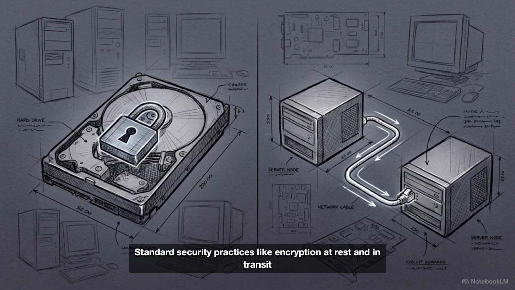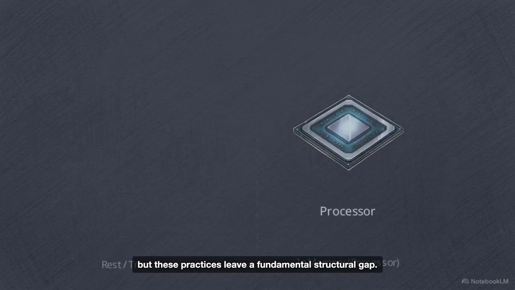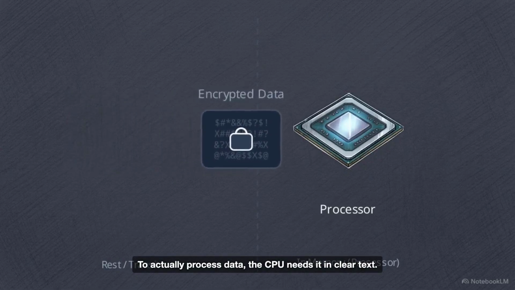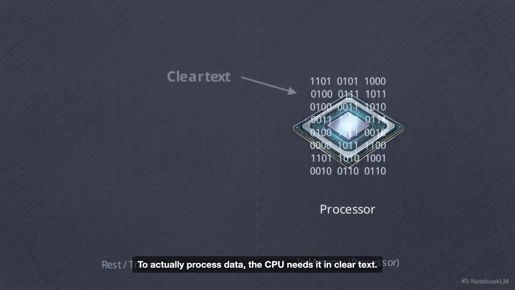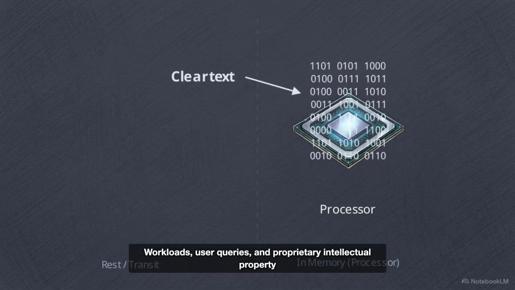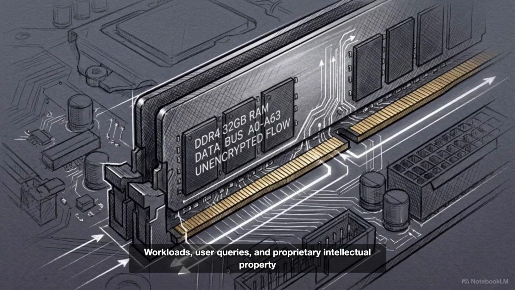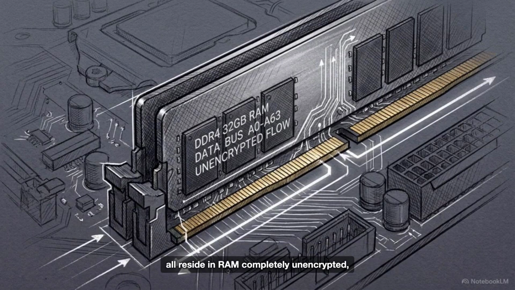Standard security practices like encryption at rest and in transit secure data while it sits on a disk or moves across a network. But these practices leave a fundamental structural gap. To actually process data, the CPU needs it in clear text. Workloads, user queries, and proprietary intellectual property all reside in RAM completely unencrypted, readable by anyone with sufficient host access.